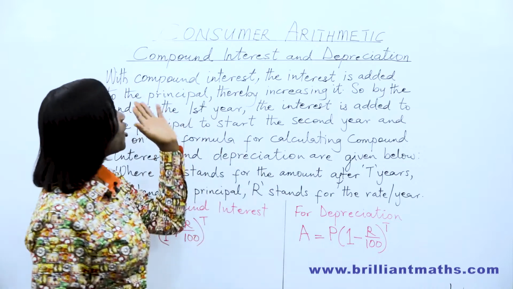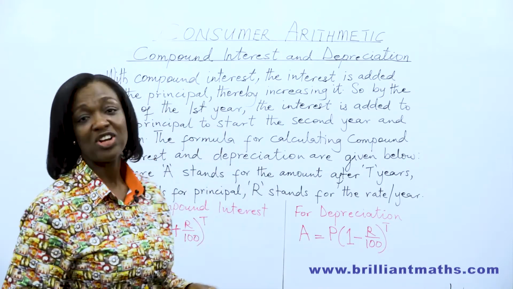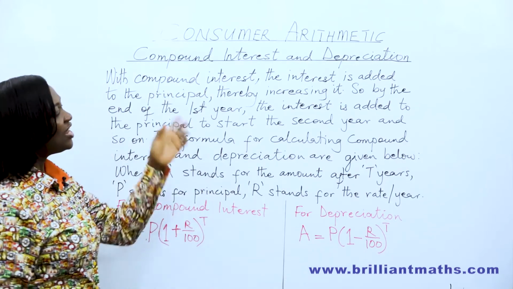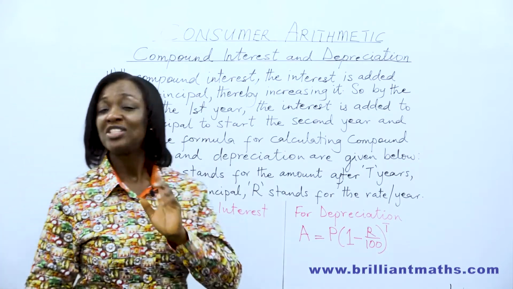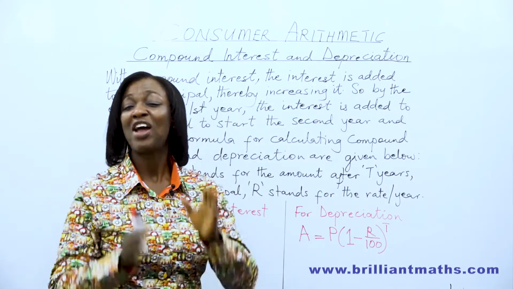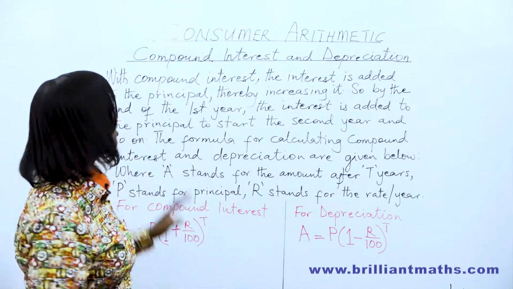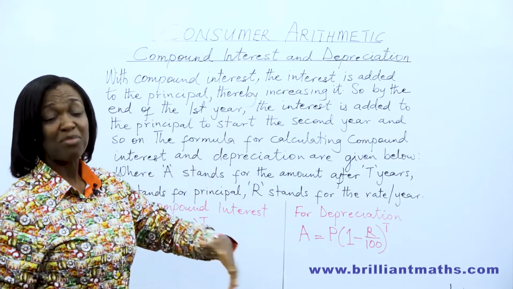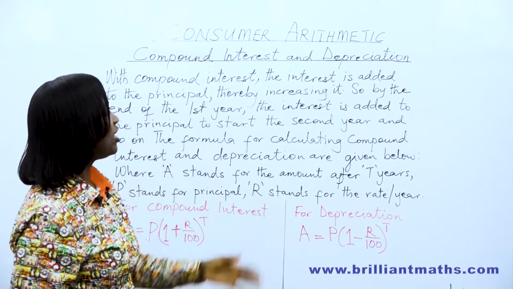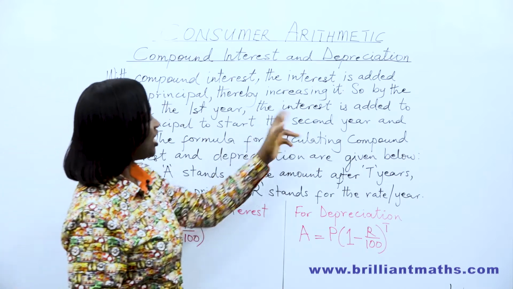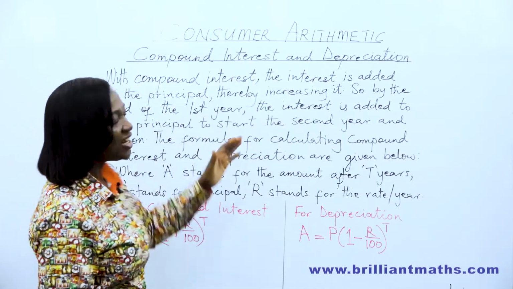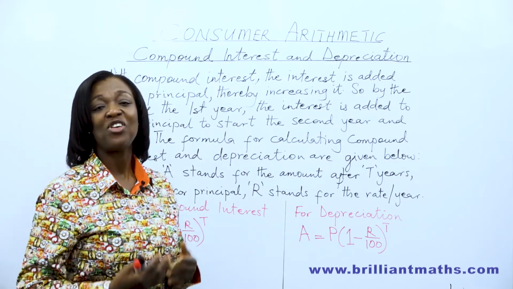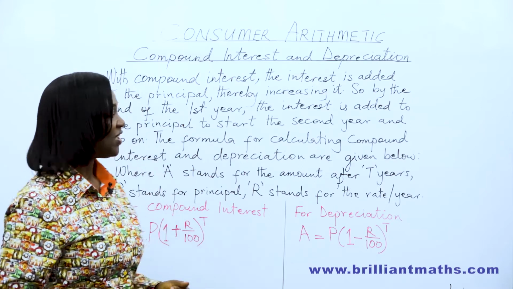Today, we're looking at consumer arithmetic, compound interest, and depreciation. With compound interest, the interest is added to the principal. We discussed simple interest in the last video. If you haven't seen that video, go get it. So here, the interest is added to the principal, thereby increasing it. That means your principal keeps increasing every year. By the end of the first year, the interest is added to the principal to start the second year, and so on. So every year, your principal increases, and that means that your interest also increases.